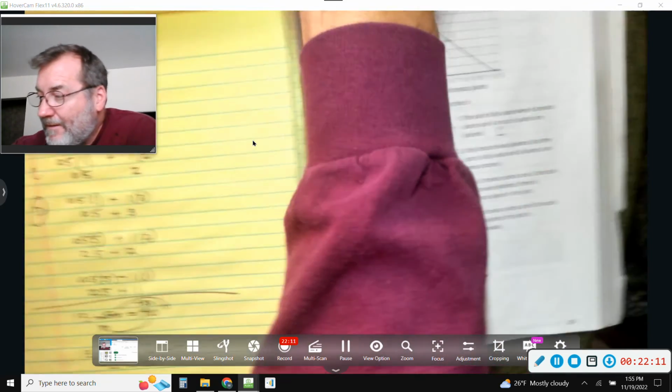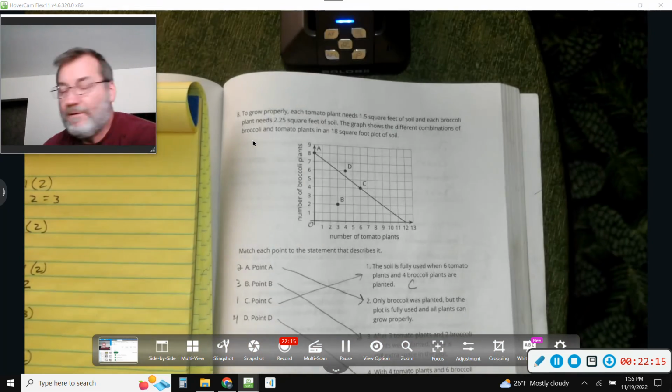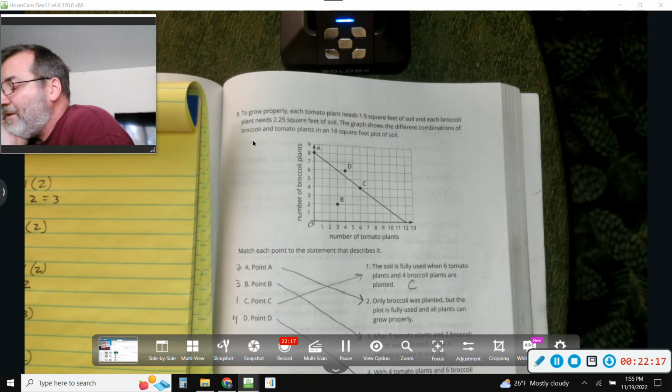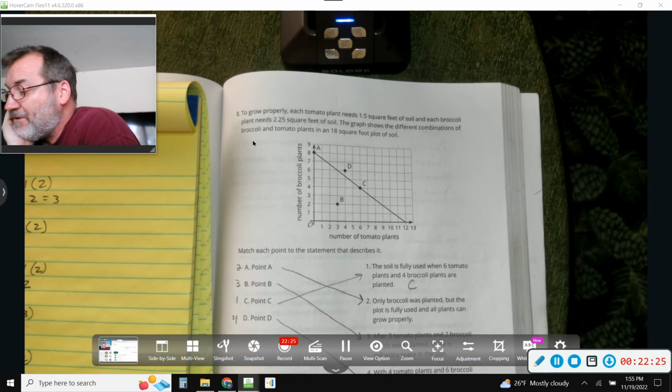Number 8. To grow properly, each tomato plant needs 1.5 square feet of soil, and each broccoli needs 2 1/4 square feet of soil. The graph below shows the different combinations of broccoli and tomato in an 18 square foot plot of soil. Okay.